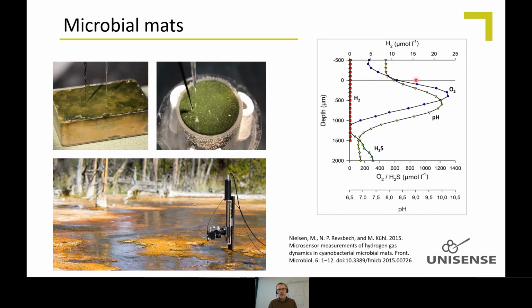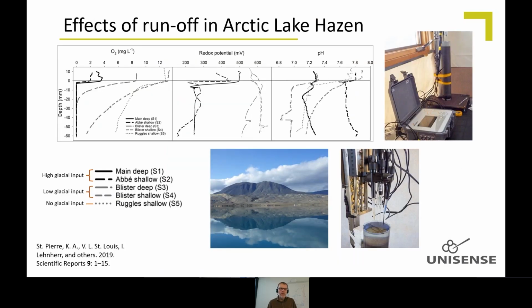As you see here, oxygen was measured, had a peak here at about 0.4 millimeters depth, and then went to 0. Sulfide came up and reached almost the bottom of the oxygen zone. There was a high peak of pH here created by the CO2 consumption by the photosynthesis here, producing the oxygen and so on.